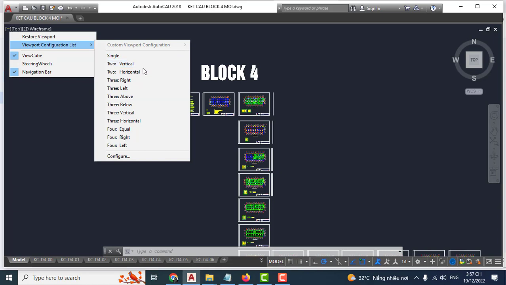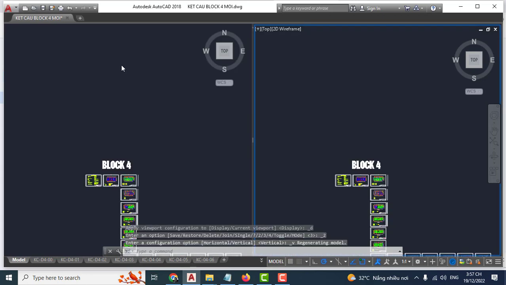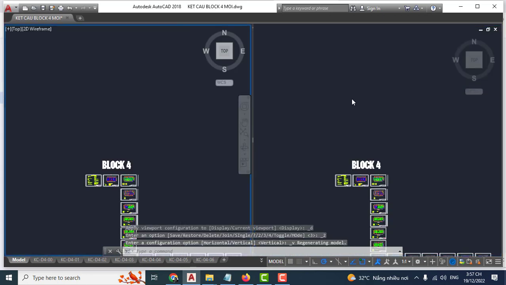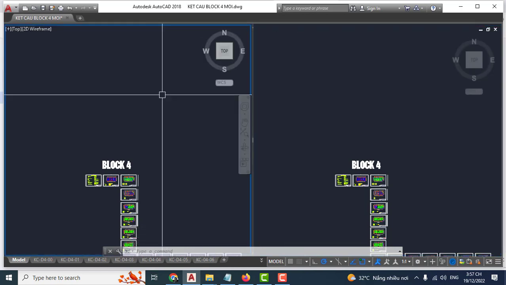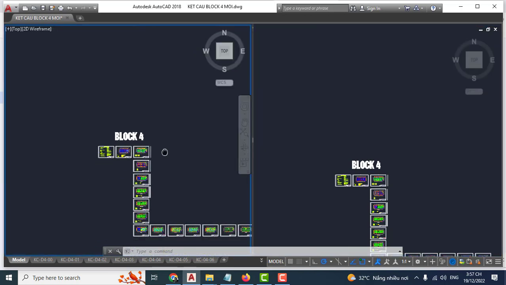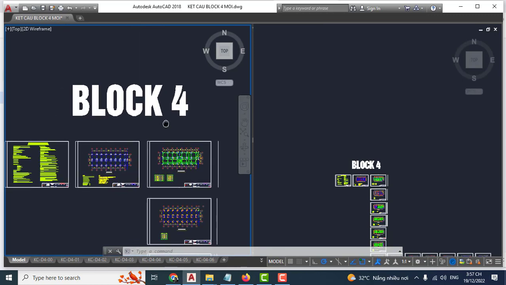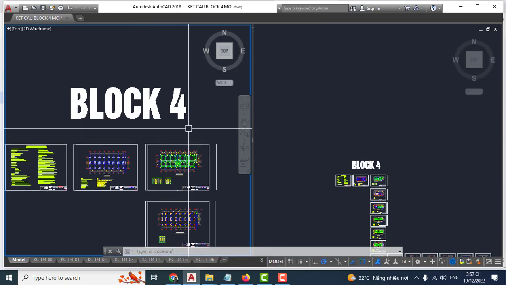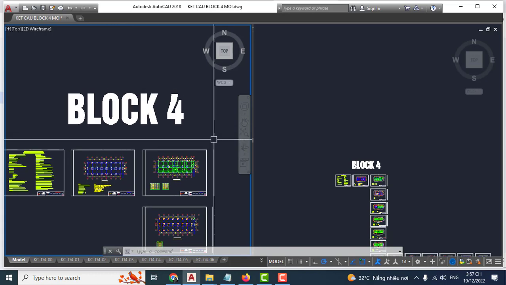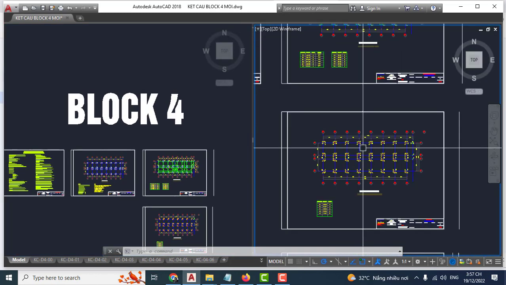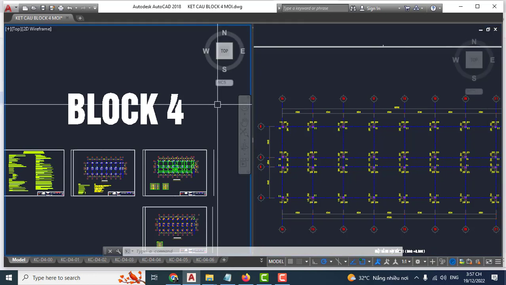Now you click the two viewports vertical. Okay, now you look interface AutoCAD two viewports vertical. Now you are working every viewport. Okay, very easy.